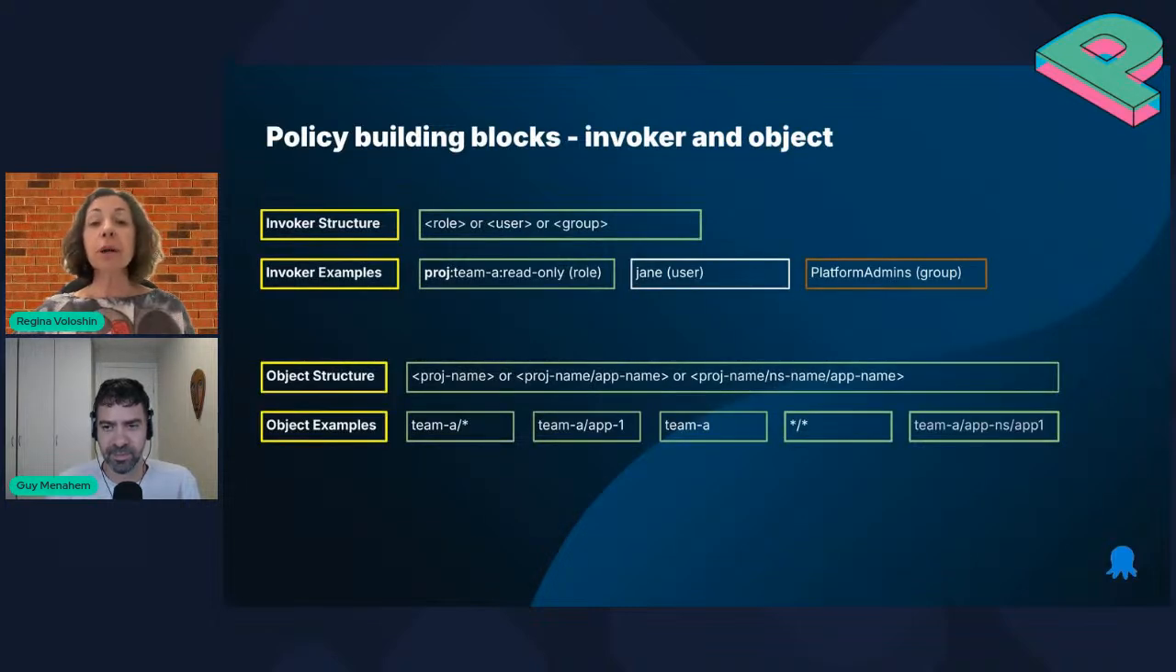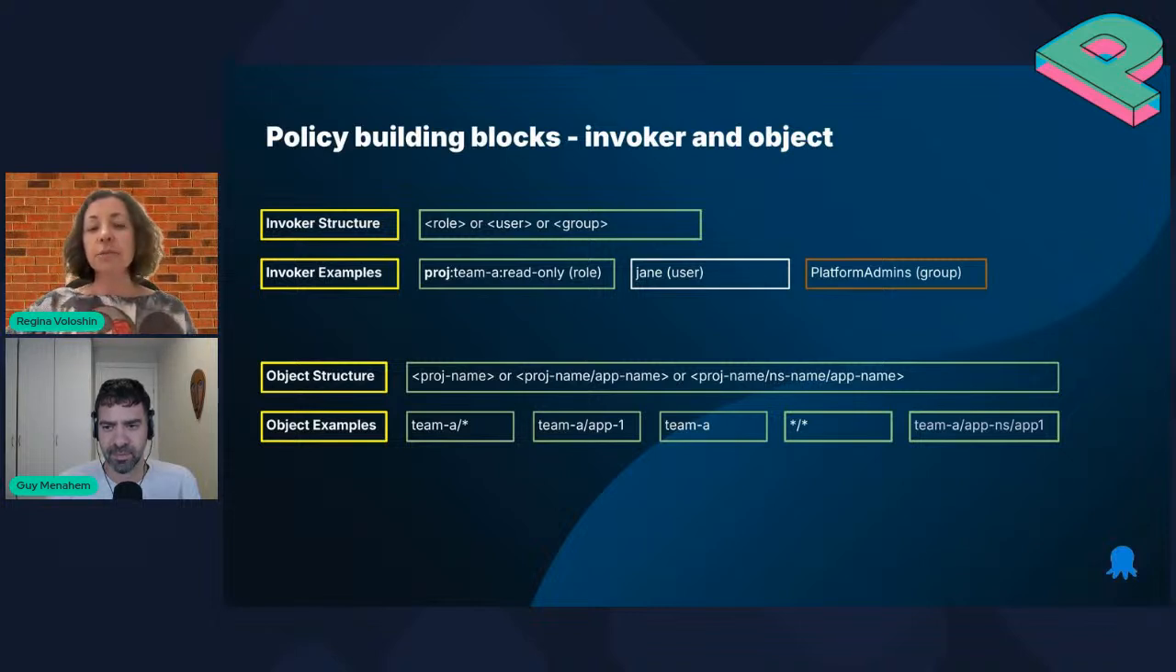So let's continue with the building blocks. We have an invoker and an object. The invoker answers the question who. And the invoker can be either a role, user, or a group. So let's see a couple of examples. This is an example of a read-only role under project team A. This is an example of user J, and this is an example of group platform admins. If we look at the object, then the object is either a project or an application.